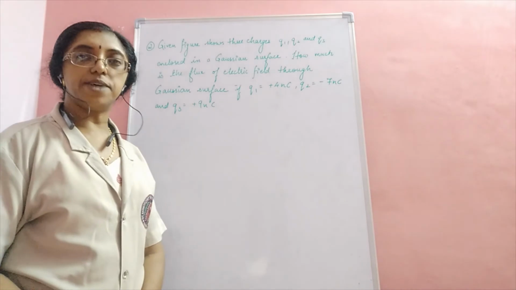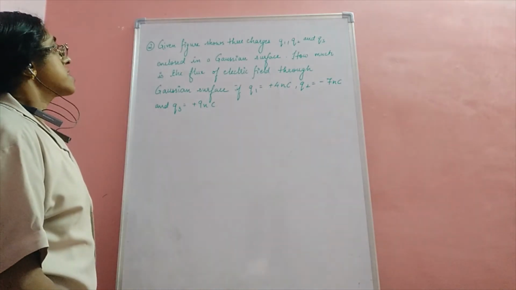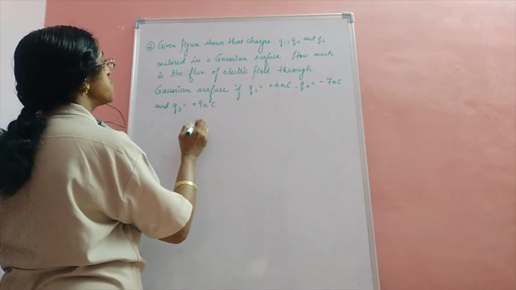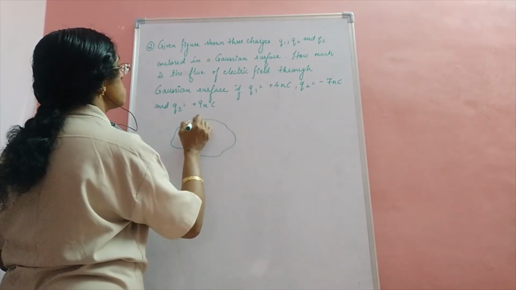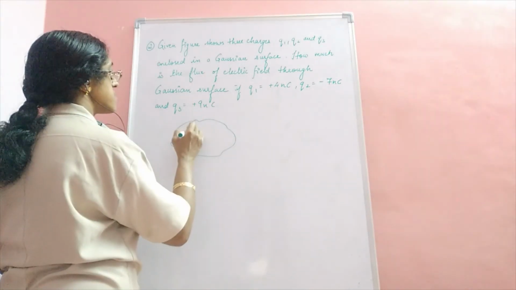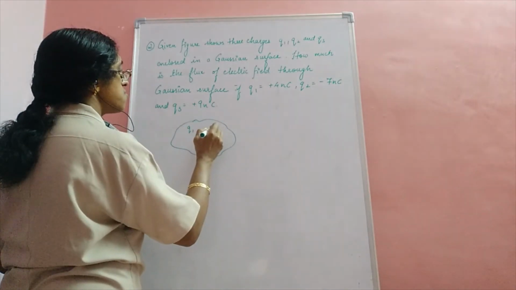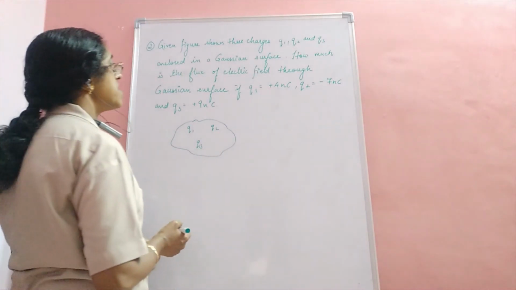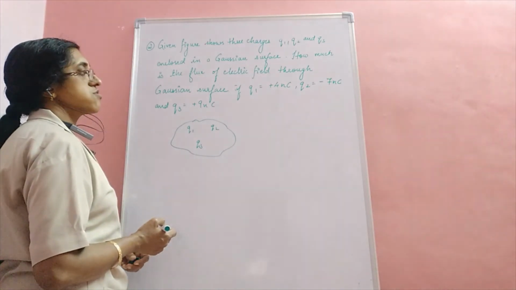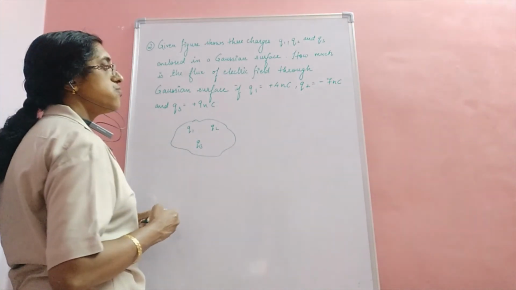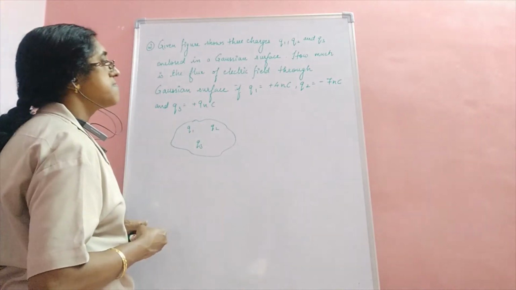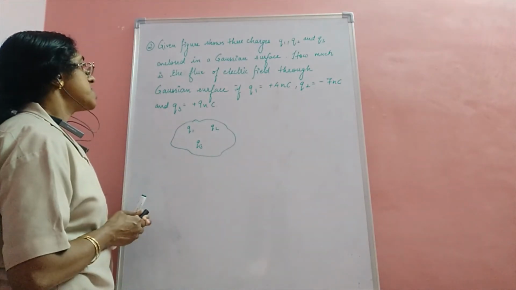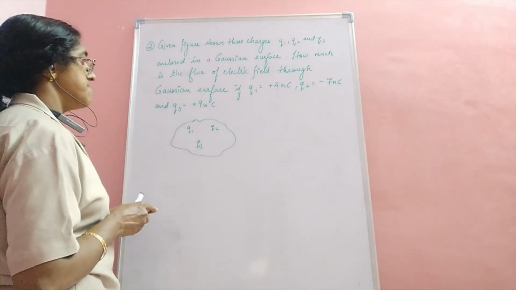Moving on to the next numerical. The given figure shows 3 charges Q1, Q2 and Q3 enclosed in a Gaussian surface. Here it's Q1, Q2 and Q3. It's a Gaussian surface. How much is the flux of the electric field through the Gaussian surface if Q1 is plus 4 nanocoulomb, Q2 is minus 7 nanocoulomb and Q3 is 9 nanocoulomb?